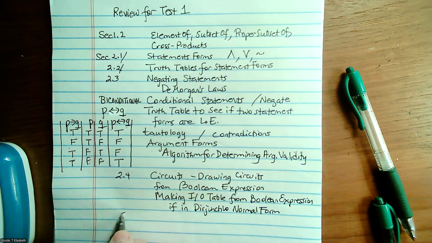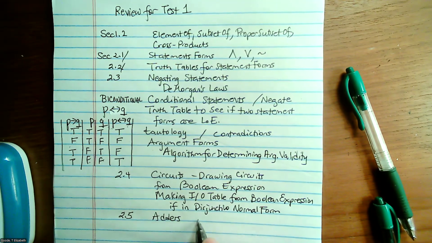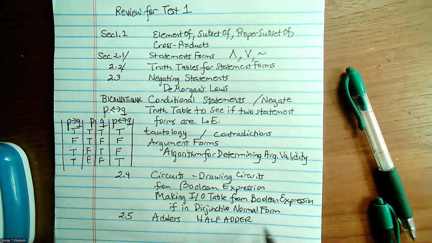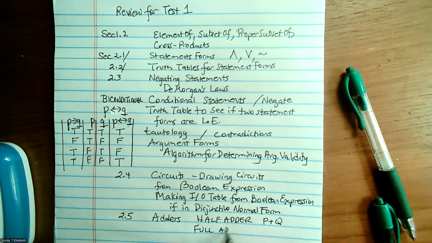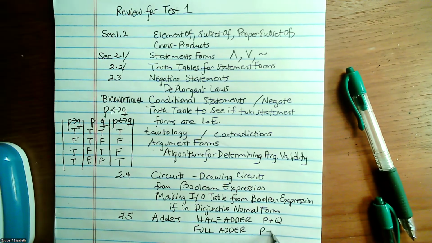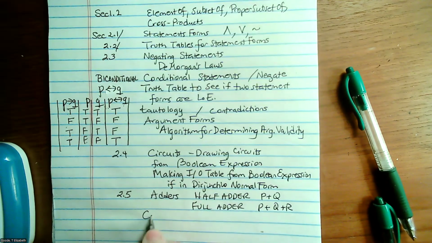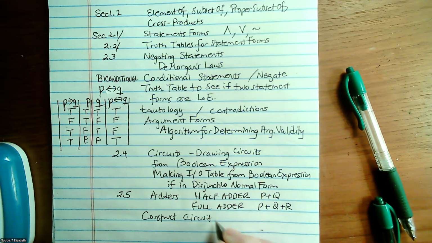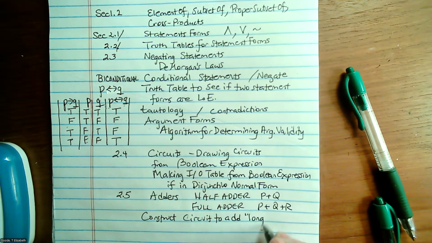We can just read off the IO table if the Boolean expression is in disjunctive normal form. And in 2.5, we learned about adders, right? The half adder adds 2 binary digits, P plus Q, and the full adder adds 3 binary digits, P plus Q plus R. And we learned how to construct a circuit to add longer numbers.